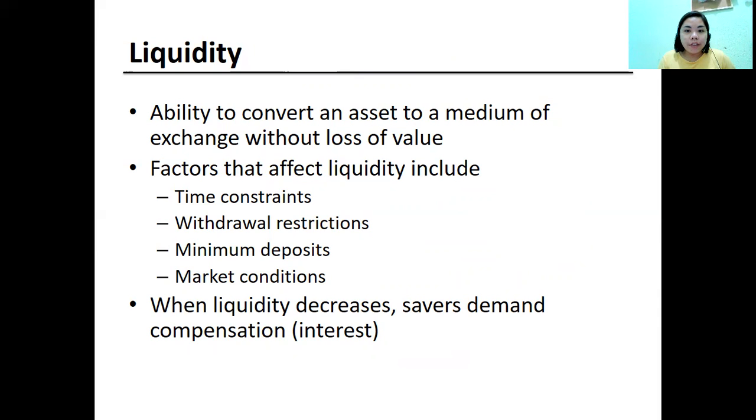So factors that affect liquidity include time constraints. The more liquid, the faster you can convert it. If it takes a long time to convert due to time constraints, it affects your liquidity, so it is not liquid. Another is withdrawal restrictions, like your ATM. I think the maximum you can withdraw from your ATM is 20,000. Then the next day you can withdraw another 20,000.